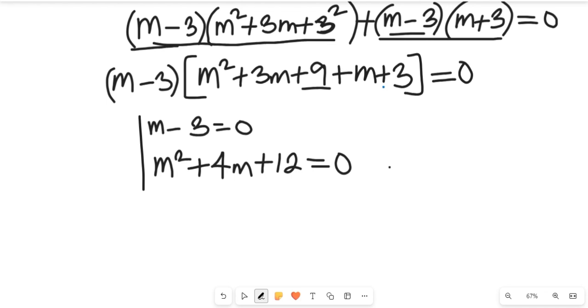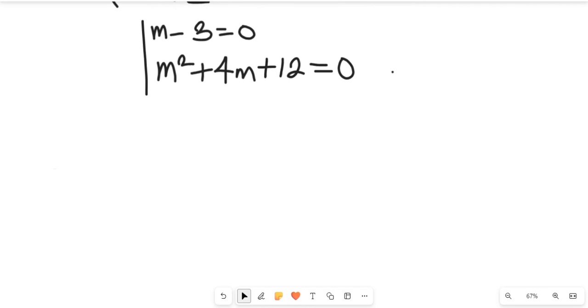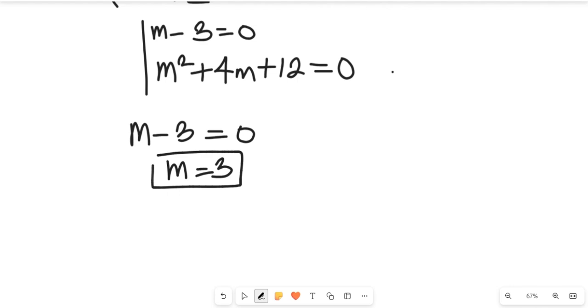So we'll now solve these two expressions in order to get the value of m. From the first expression, m minus 3 will be equal to 0. So our m will be equal to 3. That's the first real solution to the first expression. Then the second expression, we're going to have m squared plus 4m plus 12 equal to 0.